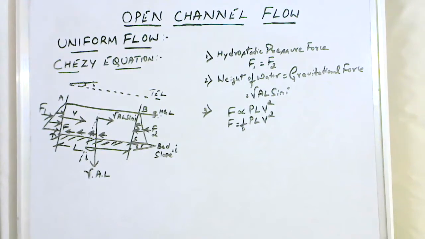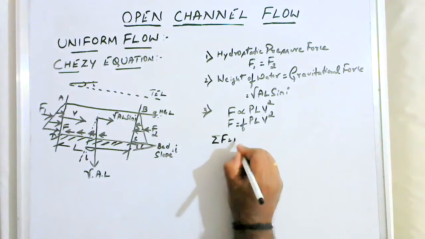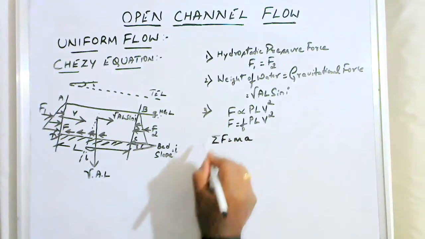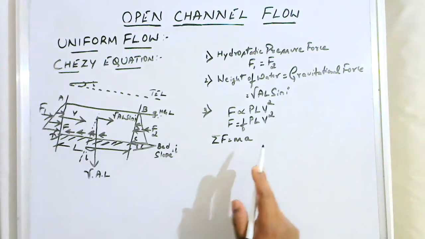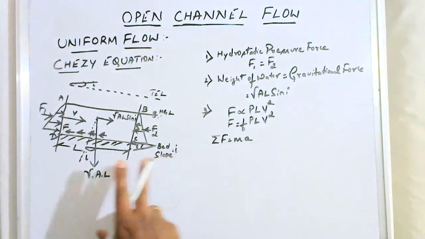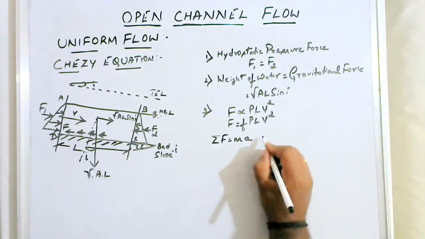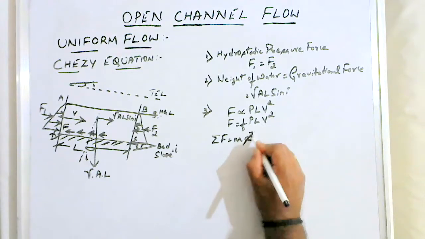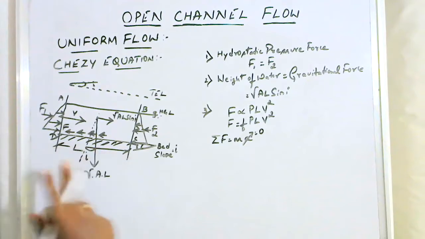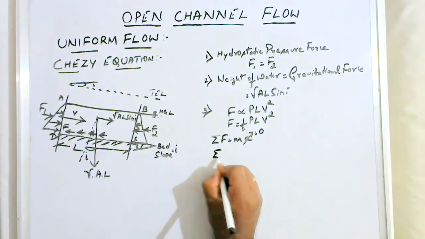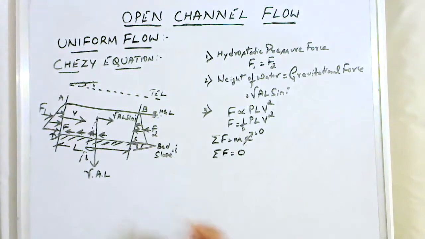Now we apply Newton's second law of motion. What is Newton's second law? F is equal to m into a. That is, the algebraic sum of all the forces in the flow direction should be equal to the mass multiplied by acceleration. Since the velocity is uniform and is not changing throughout this length L, the acceleration becomes zero. Therefore, the algebraic sum of all the forces in the flow direction will be equated to zero.